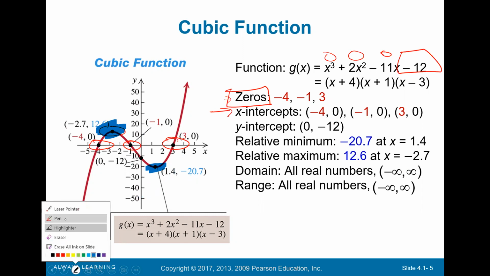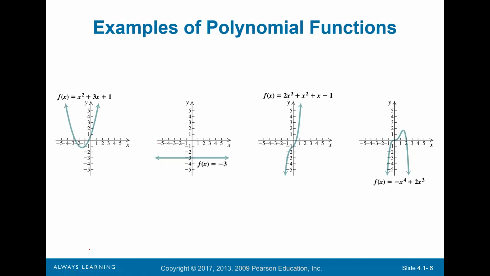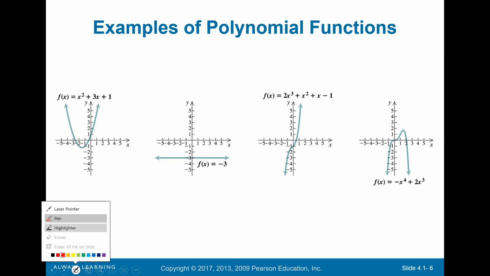All right. Then our domain, again, we're going to read left to right. And as you notice, we have arrows going both left and right, so it's all real numbers. So when I read the range, I go from the bottom to the top, and I notice there's an arrow pointing down and an arrow pointing up, so it's all real numbers. So these are examples of what you're looking at as far as graphing goes.